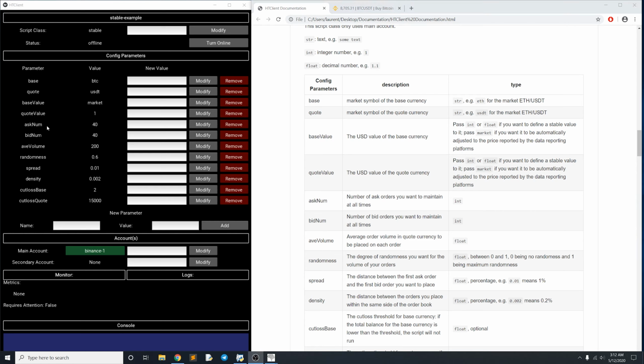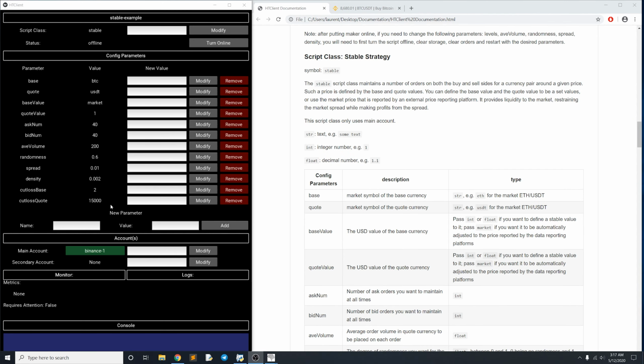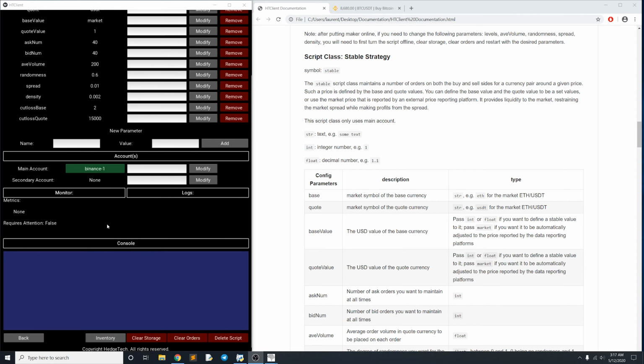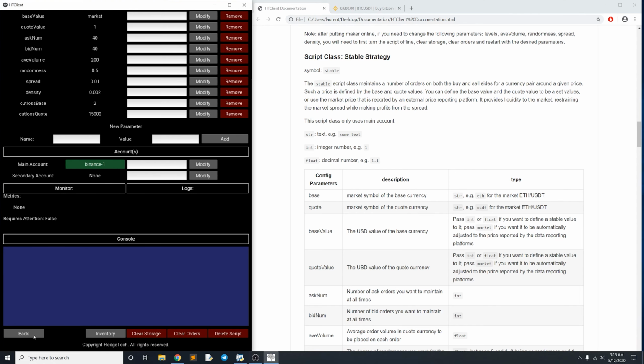And then askNum and bidNum, so pretty much you can input different number of levels, which is different than for the maker strategy. And that's about it for stable. For stable, you also don't need to restart the script if you want to modify parameters. All right, so let's move on to the order book replication strategy.